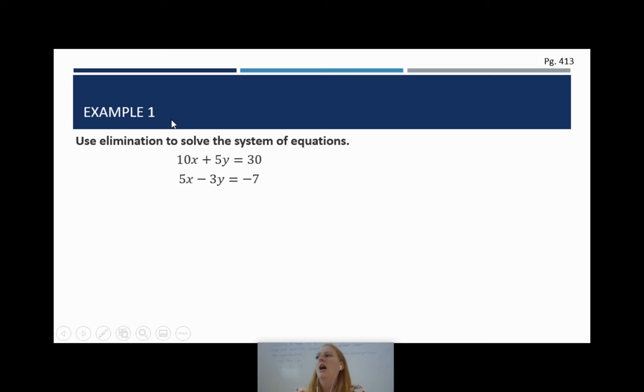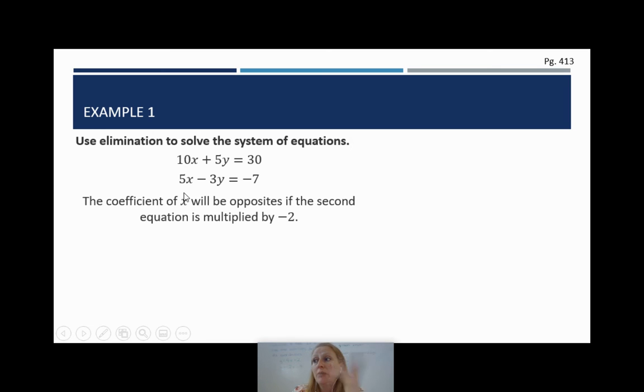Okay? I'm looking at these guys, and I realize if I doubled 5, it would be 10. But I want them to be opposites. So I'm thinking I should multiply by a negative 2, right? Because the coefficient of x, they'll be opposites if I multiply this second equation by a negative 2. But you know the rules. We can't just do it to 1. We have to do it to everybody. So I'm going to multiply this entire second equation by a negative 2 to create opposites.